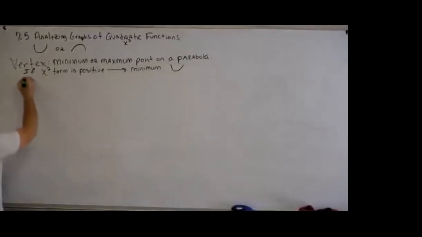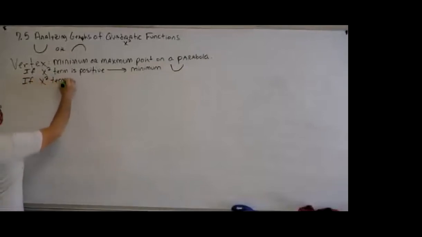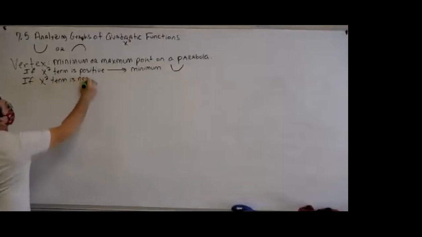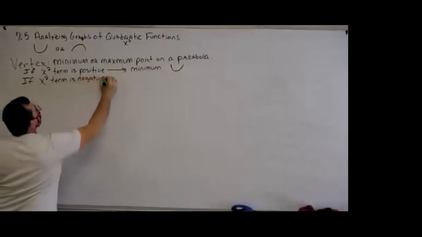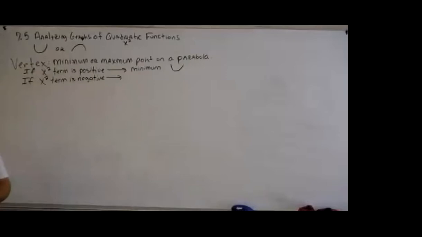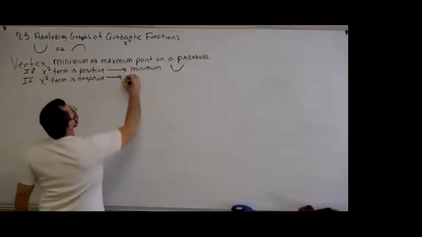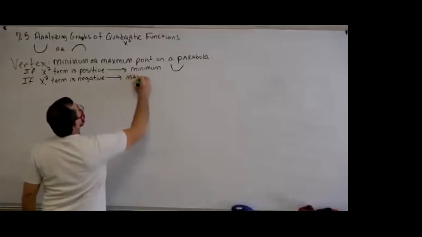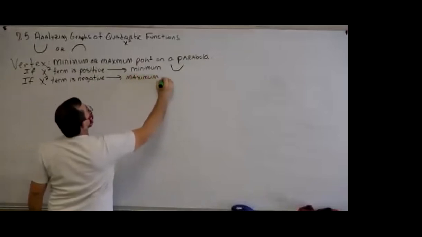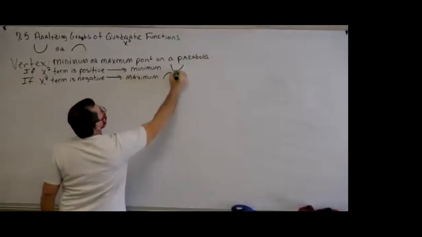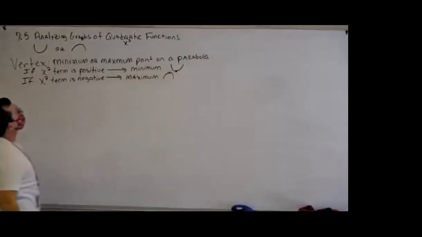If the x squared term is negative, then we got a maximum. That negative, remember from section 7.1 or 7.2, when we put a negative in front, it flipped my graph over the x-axis. So that would cause this to be a maximum, and the graph will be upside down. All right.